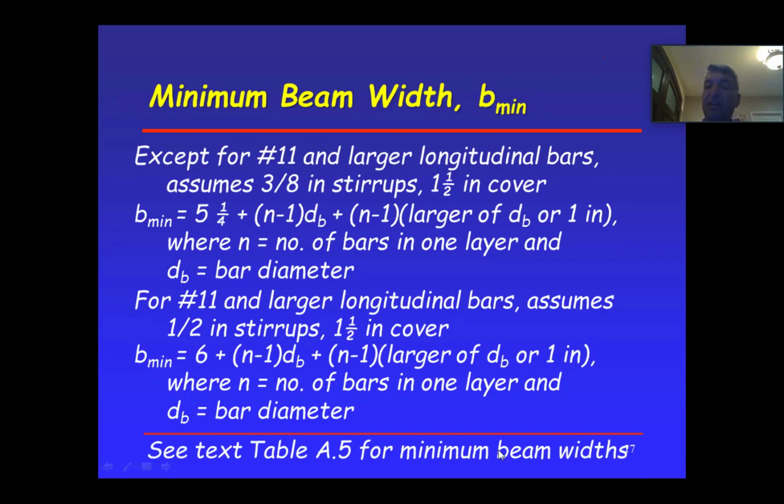Why is the beam width important? So you can fit the number of bars you selected. Let's say you selected 6 number 8 bars. Then you go to this table and find, for 6 number 8 bars, what is the minimum width of beam I need so that I can meet the code requirement for the clear spacing between bars. It will give you that value.